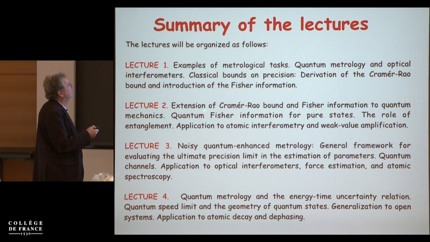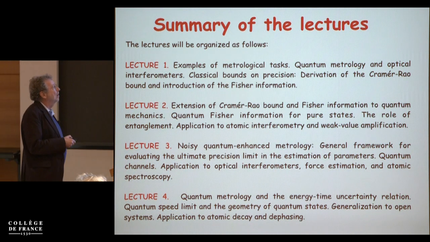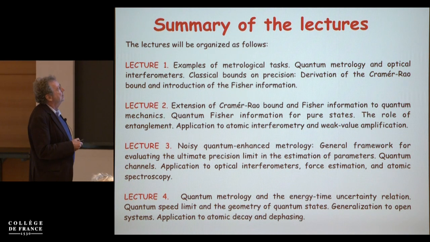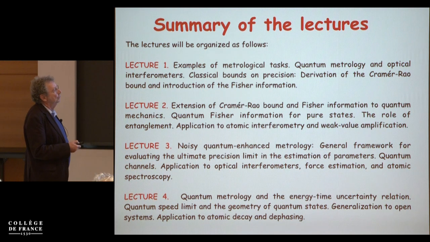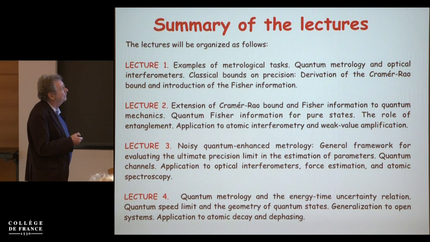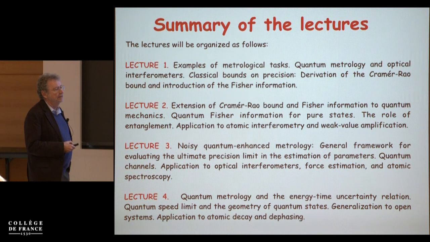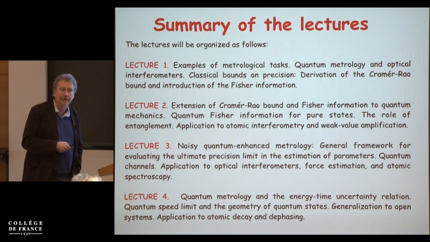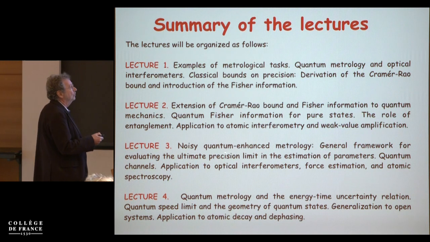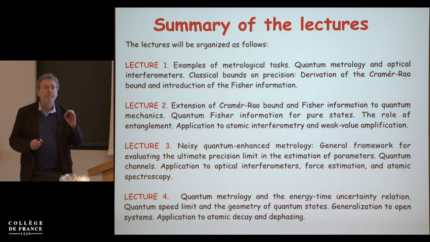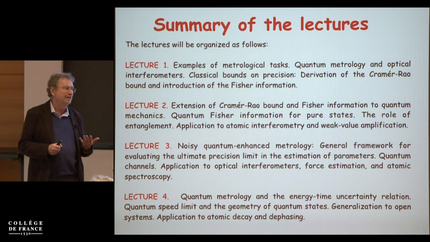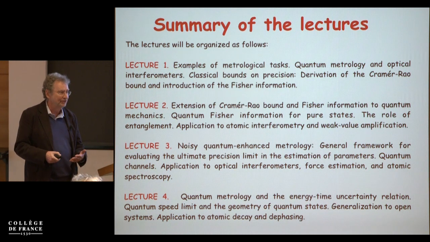Now, in lecture 2, I will extend the Cramer-Rao bound and the Fisher information to quantum mechanics. I'm going to derive an expression for the quantum Fisher information for pure quantum states. I'm going to discuss the role of entanglement in increasing the precision of estimation. And I'm going to apply this theory to atomic interferometry and also to weak value amplification. In particular, I'm going to show you that quantum metrology allows one to give precise bounds and understand the meaning of weak value amplification. Is it useful or not?